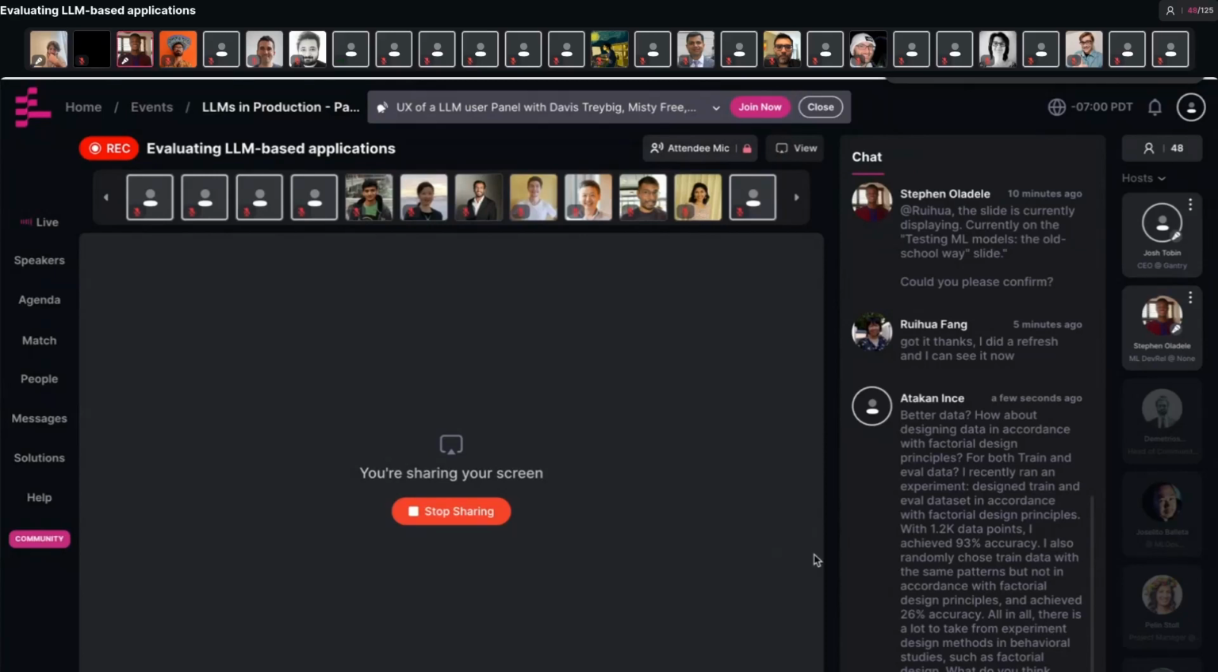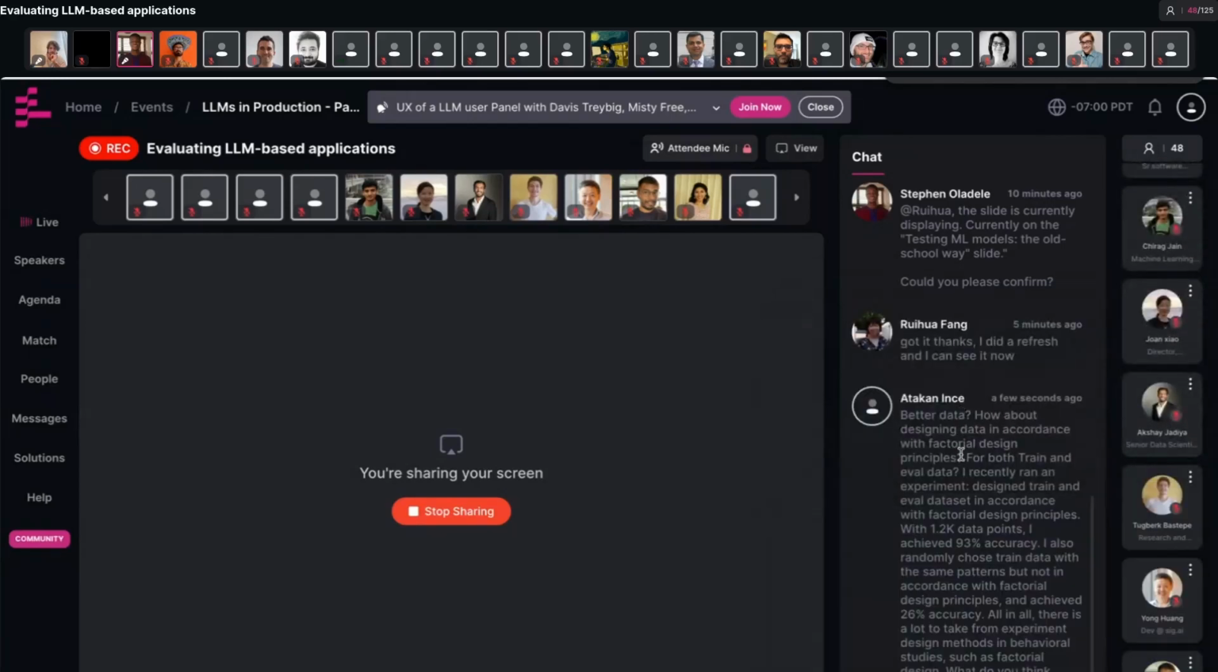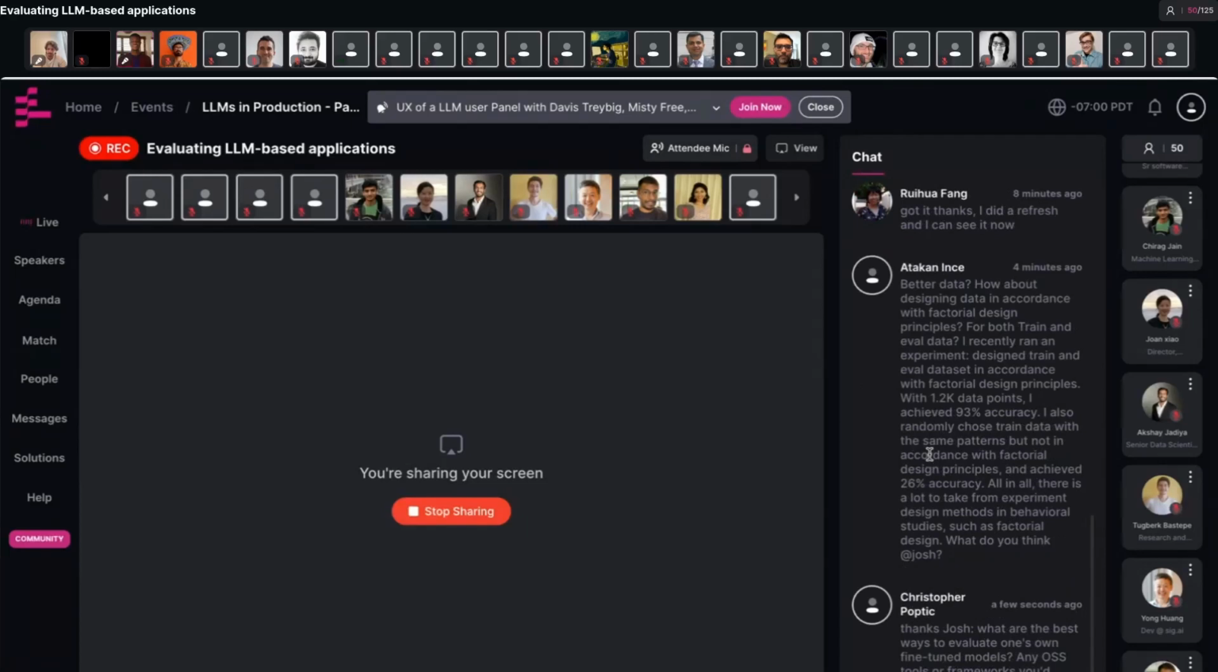Yeah, so I think he's trying to talk about the data aspect of things, and I think in one of your slides you mentioned better data for evaluation, if I'm not mistaken. So he was talking about an experiment he ran, designing training and evaluation data sets in accordance with factorial design principles, and that was with 1.2 thousand data points and achieved 93% accuracy. So generally, what do you think about the factorial design principles for this sort of thing? Yeah.